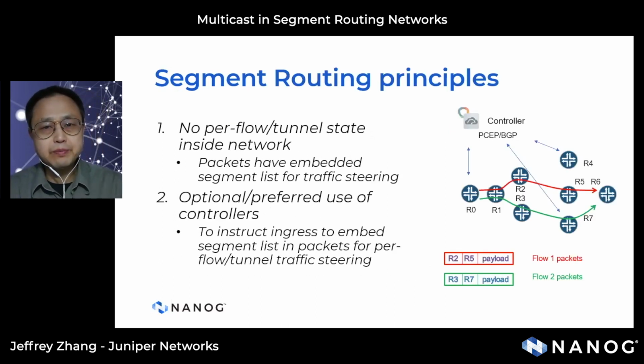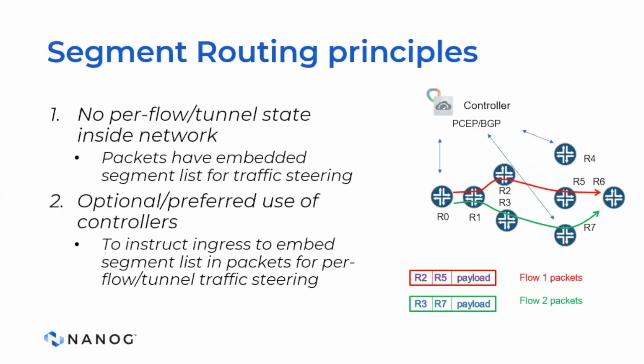So, segment routing principles. There are two principles here I want to talk about. The foremost one is no per flow or per tunnel state inside the network. Instead, the packets have an embedded segment list for traffic steering. The second principle is that optionally and preferably, we will use controllers. The controllers will instruct ingress routers to embed segment lists in packets for traffic steering purposes.